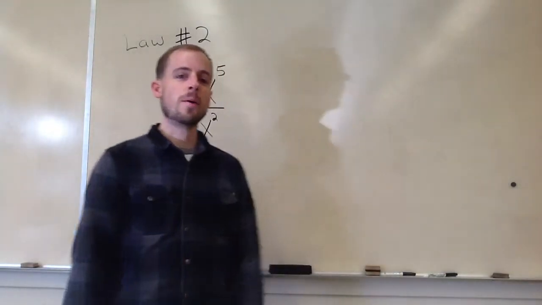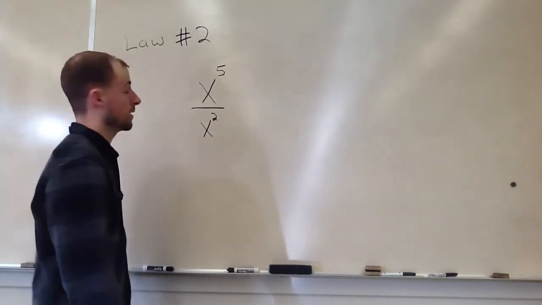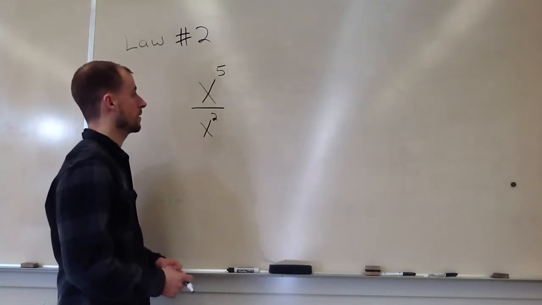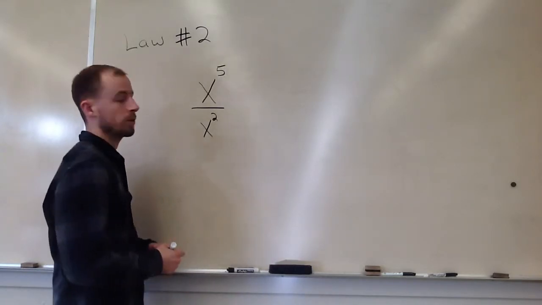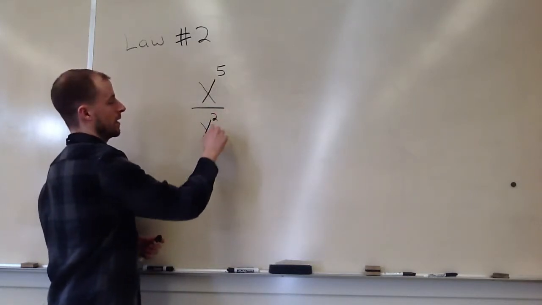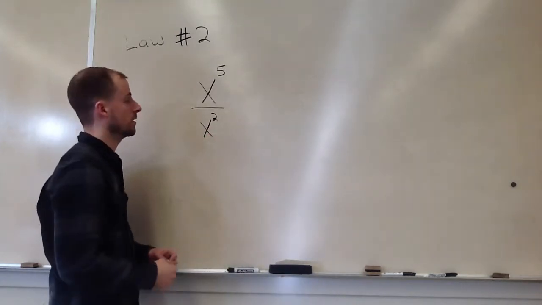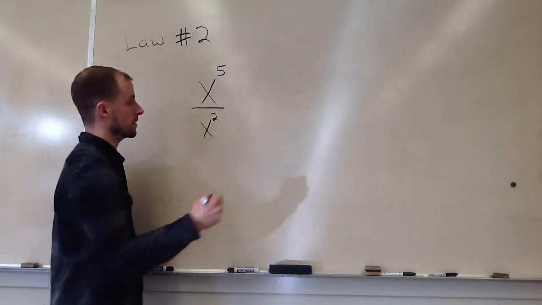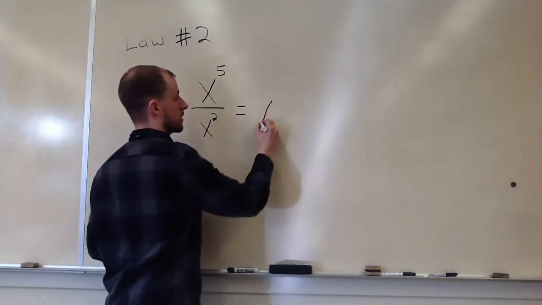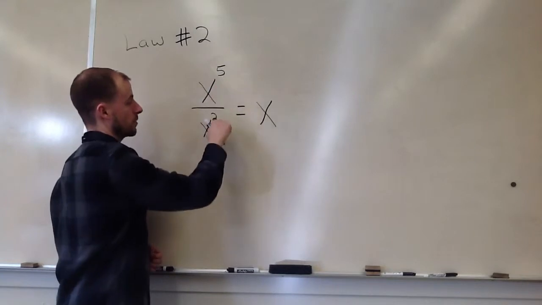All right, here's law number 2. And again, the law number 2 doesn't really mean anything, I just label it that. So for law number 2, we're going to look at x's again, and we're going to work on simplifying this. So this is x to the 5th divided by x squared, or x to the 5th over x squared is another way of saying it. So the law says that this will equal, we have the base of x, and it says to subtract exponents. So we'll take 5 and we'll subtract 2.